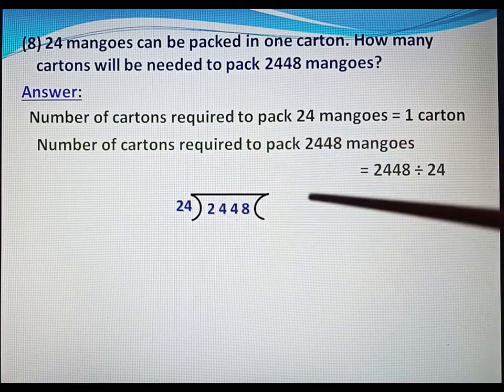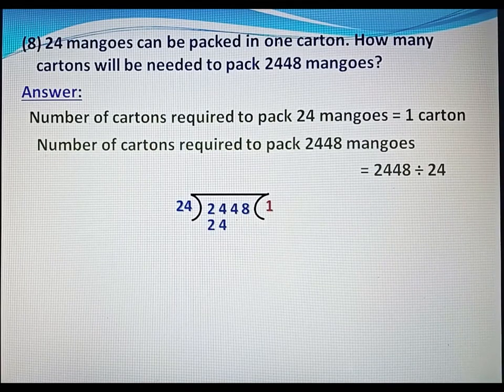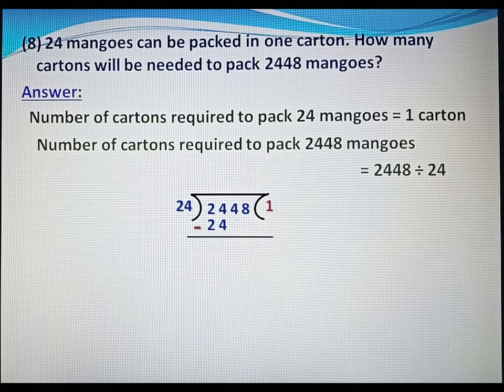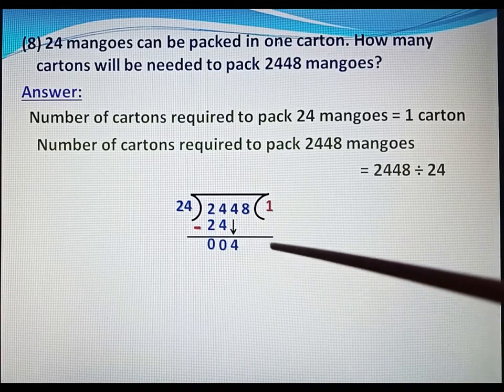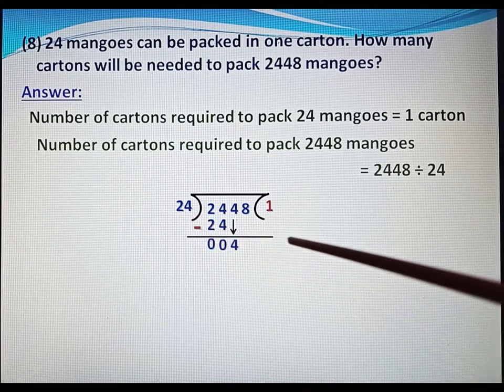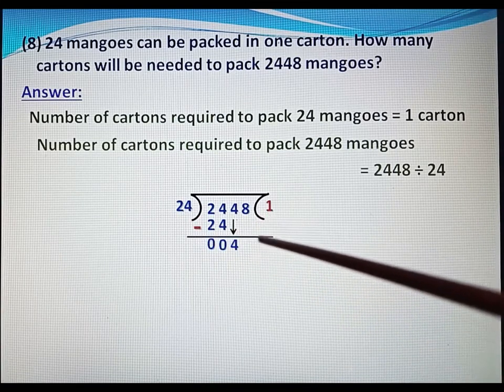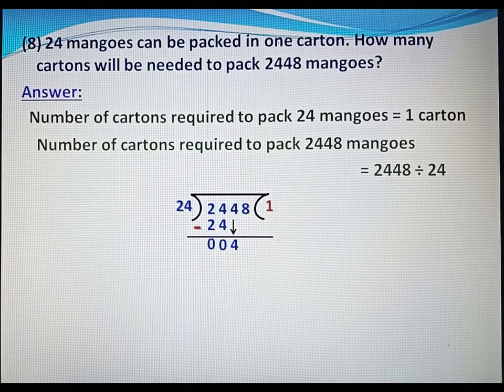We will multiply 24 by 1. 24 multiply 1 equal 24, and then we will do subtraction. 4 minus 4, 0. 2 minus 2, 0. And then we will take next number, that is 4. Right here 4. 4 is less than 24, so we can't multiply. We will take next number. If we take next number, then we will put 0 in the quotient.